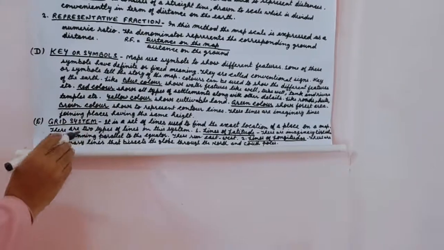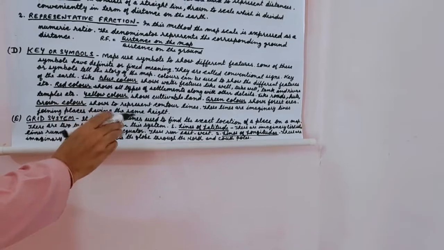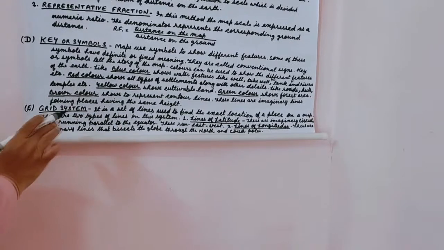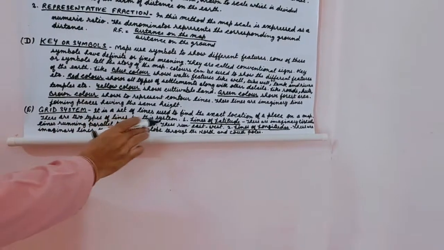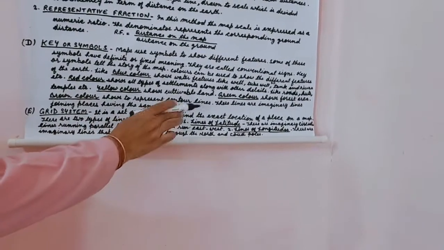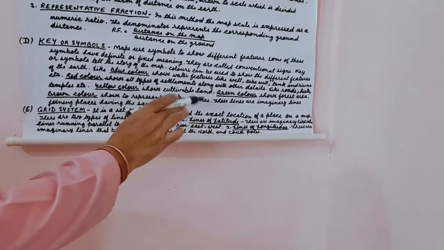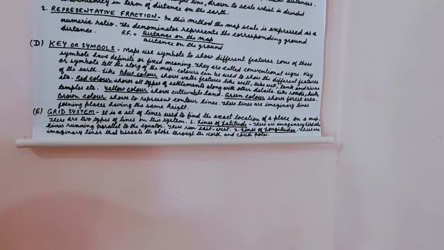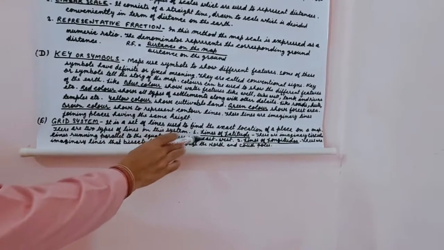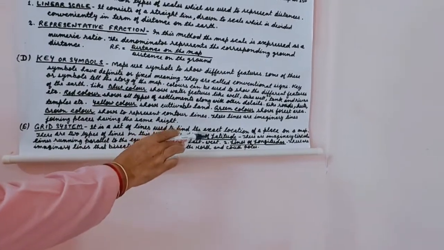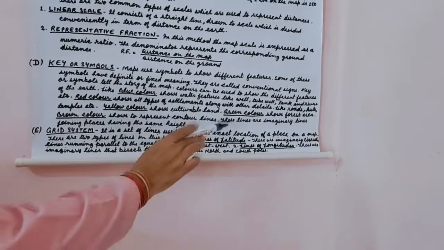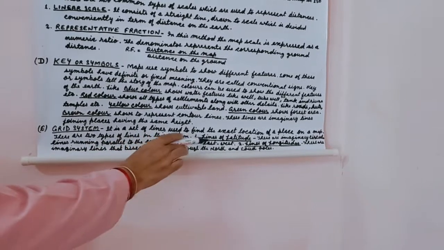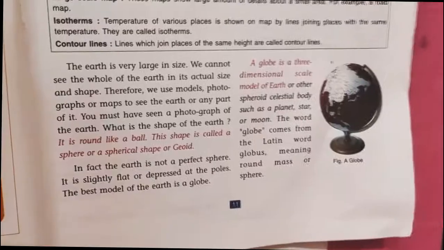E. Grid system. It is a set of lines used to find the exact location of a place on a map. There are two types of lines in this system. Number 1. Lines of latitude. These are imaginary circular lines running parallel to the equator. These run east-west. Number 2. Lines of longitude. These are imaginary lines that bisect the globe through the north and south poles.